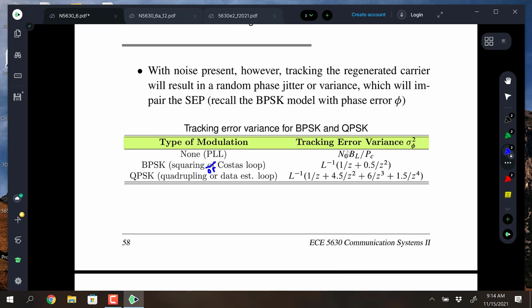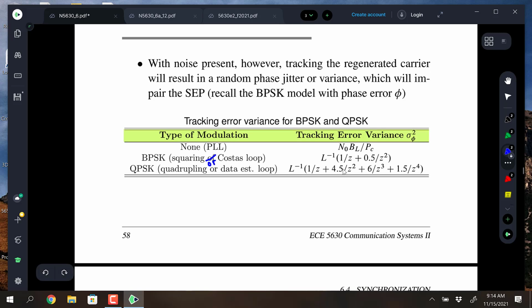They're both a squaring operation for BPSK, and then the quadrupling for QPSK. And what's going on here is that this is the tracking error variance, which is kind of like 1 over the loop SNR. That's the way it works out for a phase lock loop in noise. The variance of the phase error is proportional to 1 over the loop SNR.